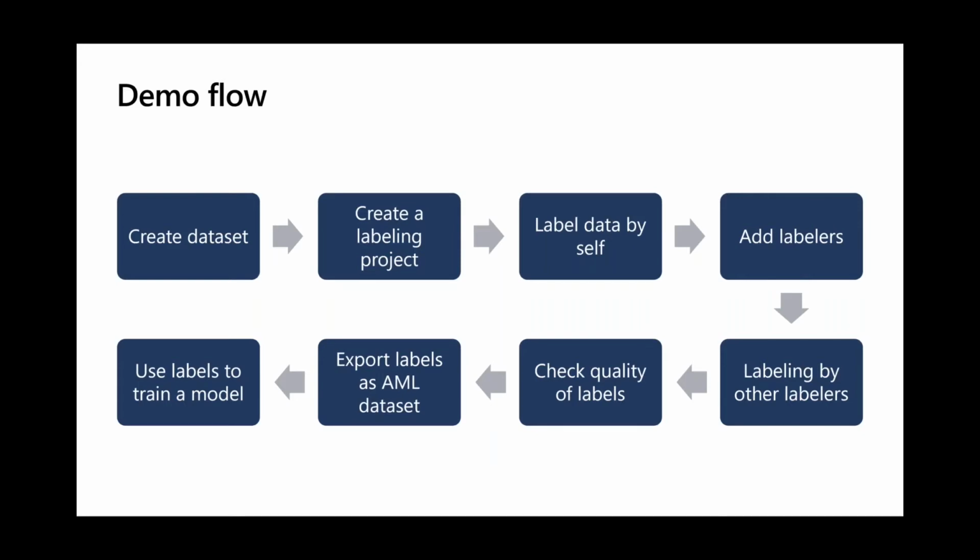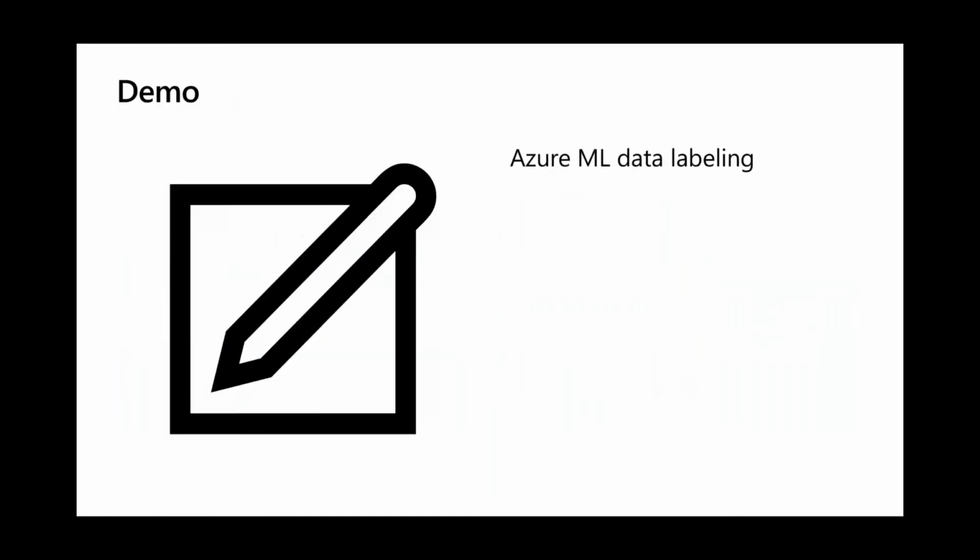And then finally, once everything is done and you're comfortable, you can export the AML data set. Azure Machine Learning itself has its own AutoML, and we use AutoML to train models also. You can also take this labeled output and build your own model if you want, or you can use AutoML to build models for you as well. So those are the capabilities that we have.